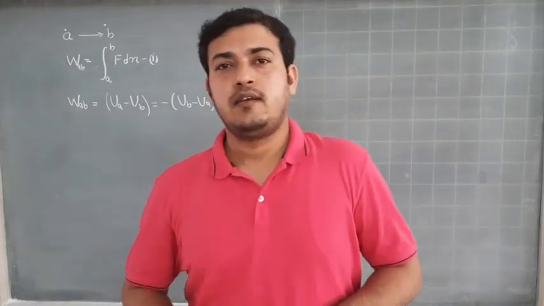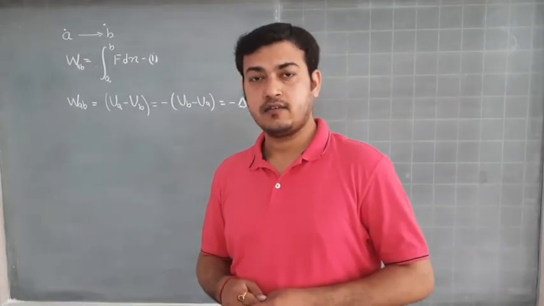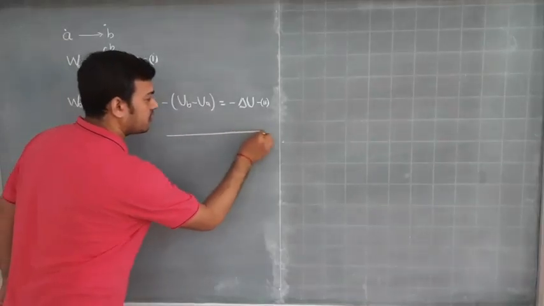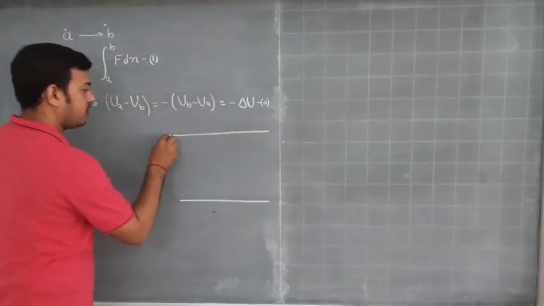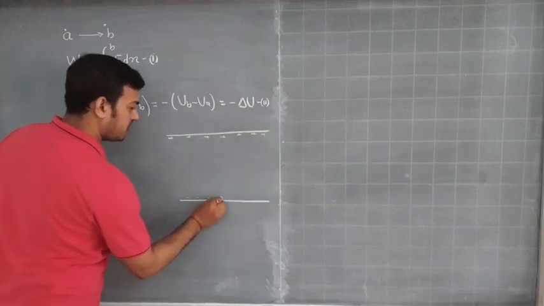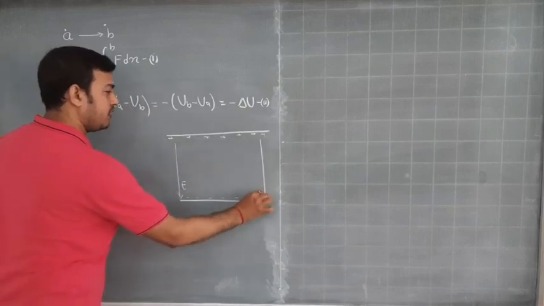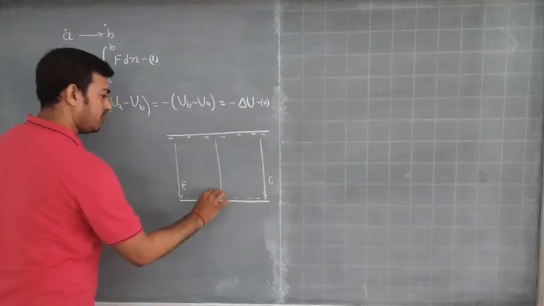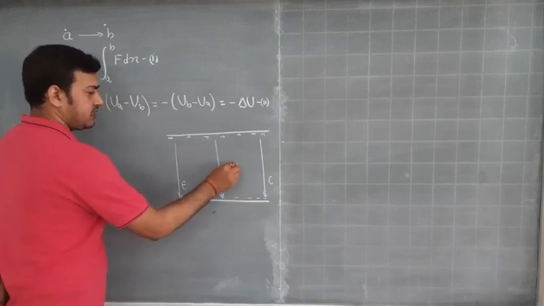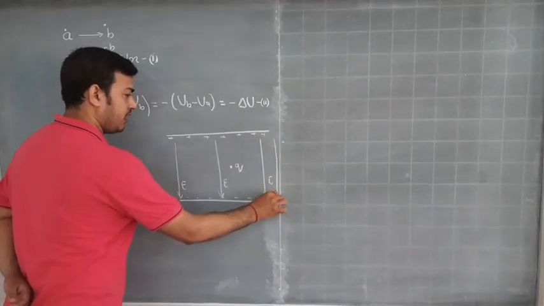Now we will discuss electric potential energy in a uniform electric field. For that, consider a situation where there are two plates, the upper one positively and the lower one negatively charged, and let us assume that a uniform electric field E exists between these two plates. Let us consider there is a charge Q here and the separation between the plates is l.